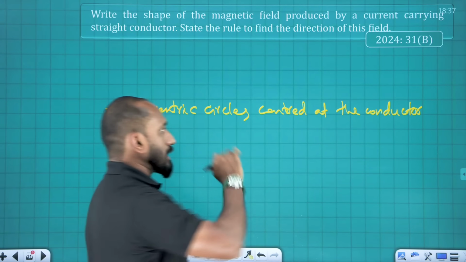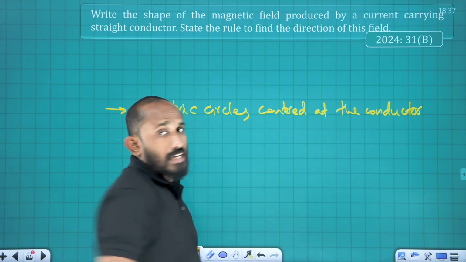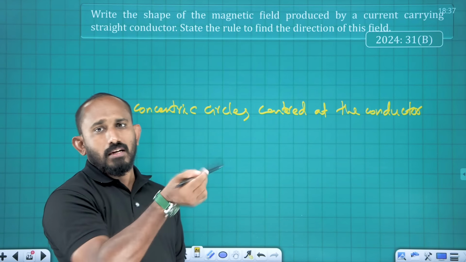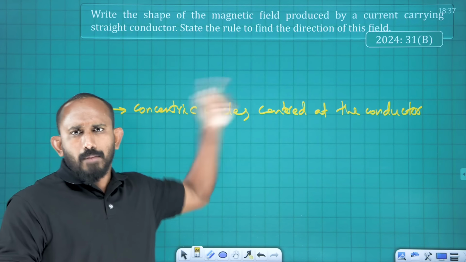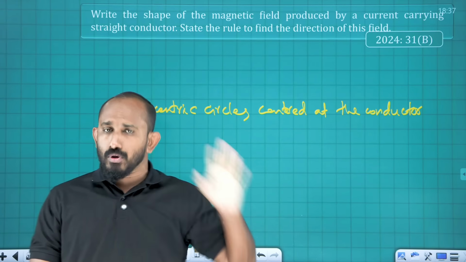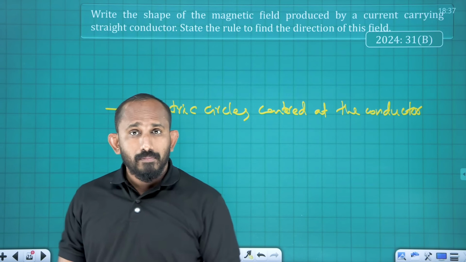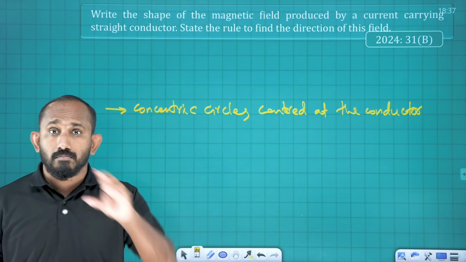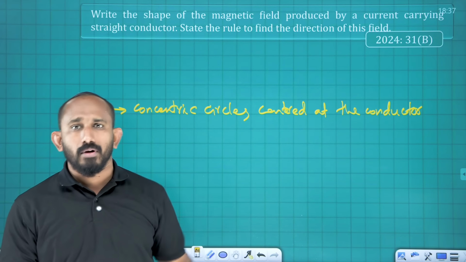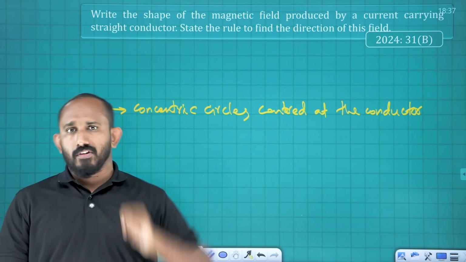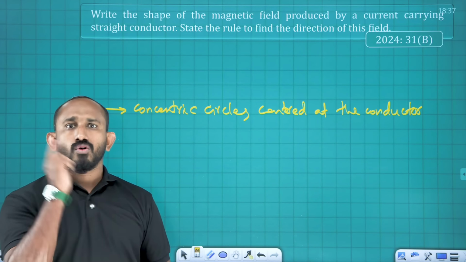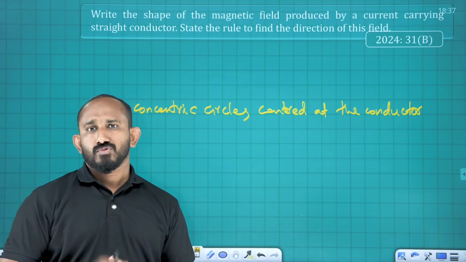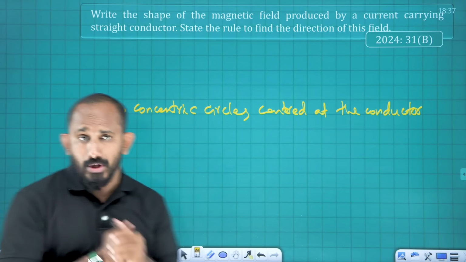So it will be centered at the conductor, then concentric circles are there. So you have to write the shape only. Concentric circle is very important. You know, for a solenoid, the magnetic field inside the solenoid is parallel lines. That's very important. Parallel lines, because there is a uniform magnetic field. For a conductor, it is concentric circles. So that name of the shape is very important.